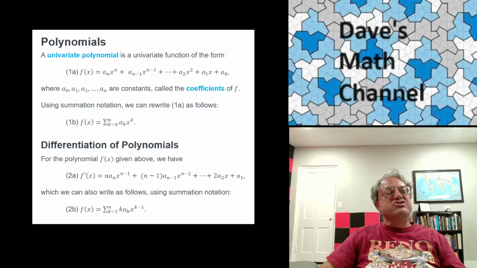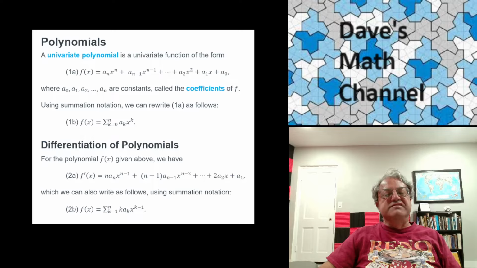But I wrote down the general form of a univariate polynomial. It's just a weighted sum of powers of the variable. If it's degree n, then it looks like a sub n, x to the n, plus a sub n minus 1, x to the n minus 1, and so on, all the way down to a1 x plus a0, where these a sub k are what are called the coefficients of the polynomial.